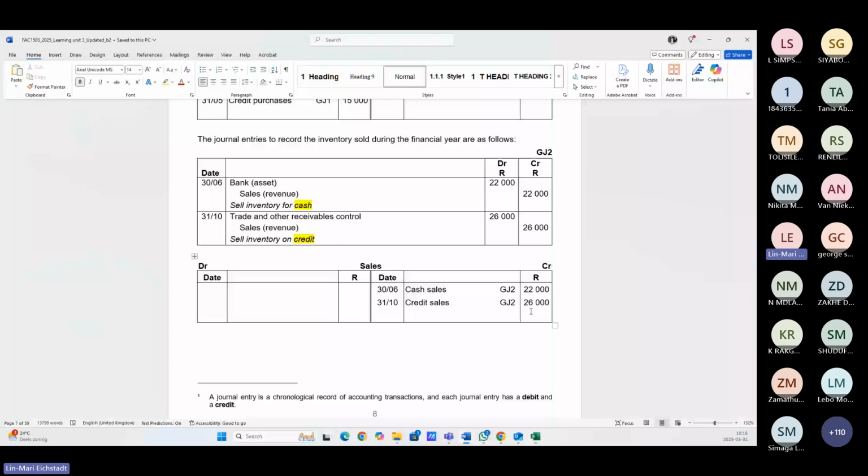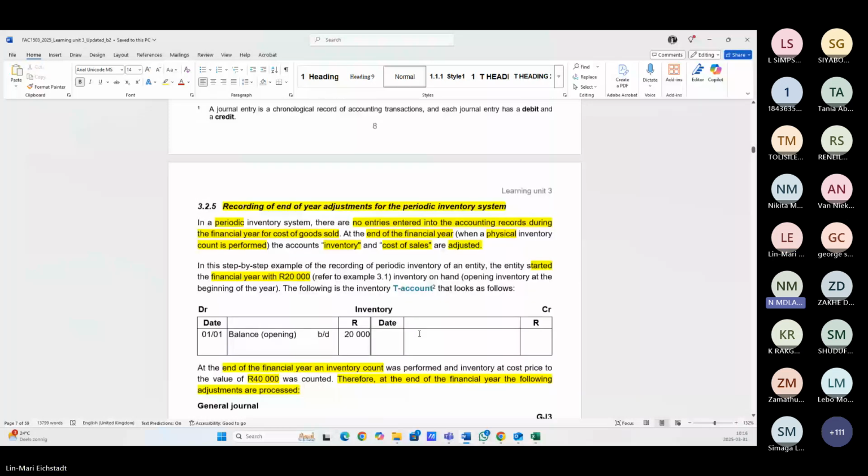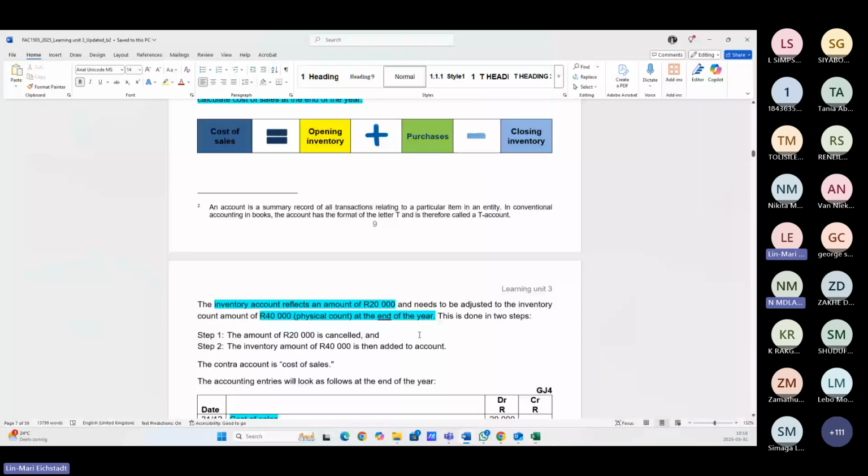So our profit would be the difference again between our sales and our cost of sales. Does that make sense? Yes. I still have some questions. Yeah, go ahead.